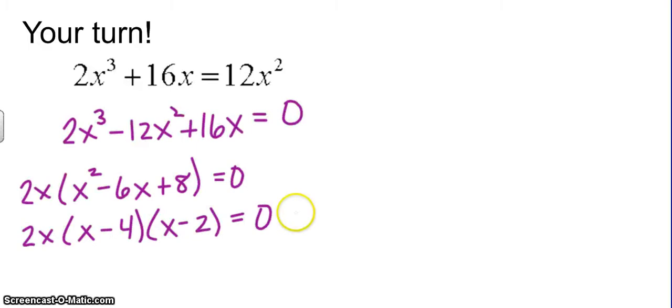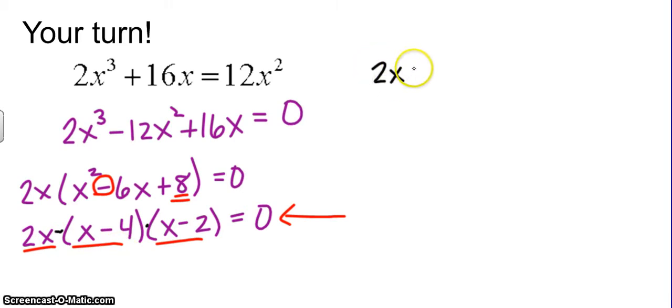Alright, hopefully you got to this step right here. I set everything equal to 0, took out my greatest common factor of a 2x, then looked for things that multiplied to +8 but added to -6. So I came up with -4 and -2. So now that final step, because we are solving, there was an equal sign to start. I have three things that are being multiplied together that equal 0, which means either the first one is 0, the second one is 0, or the third one is 0.